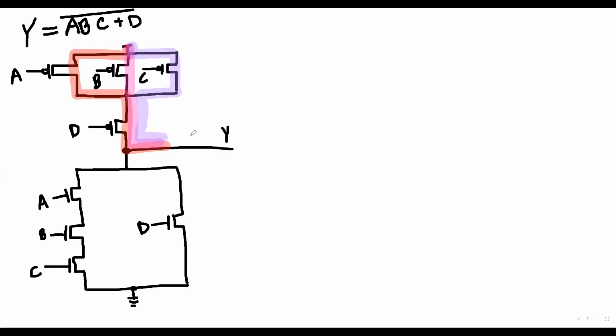For NMOS you have two paths. One will be ABC to the ground. Next one will be what? D to the ground. Understood, everyone? Yes, sir. Okay. So for PMOS, you have three paths. One, A, D, B, D, and C, D. Look at these three paths. How many MOSFET does it have?